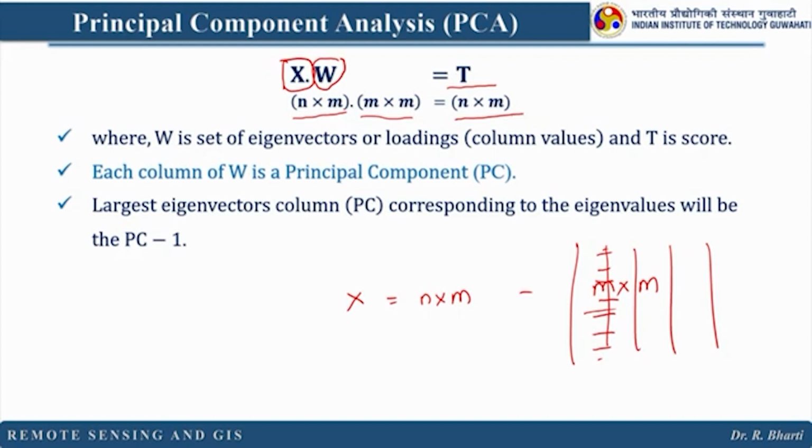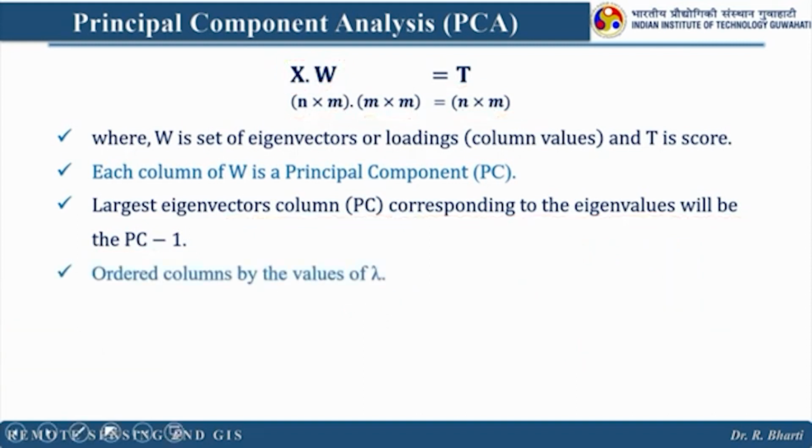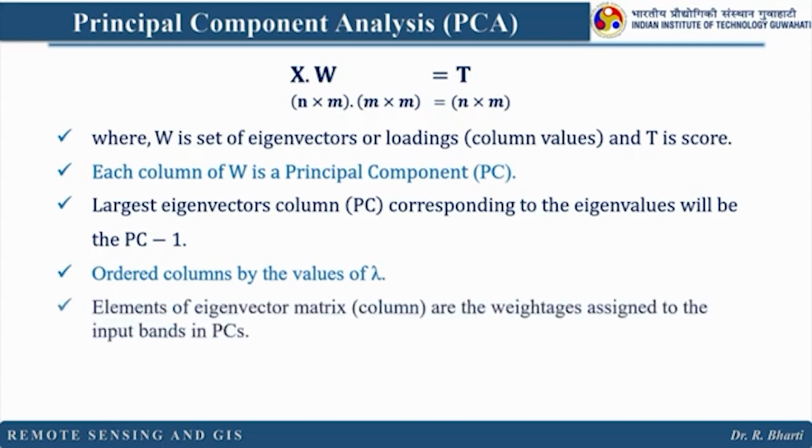The eigenvector column corresponding to the largest eigenvalue will be PC1. So here PC1 will be the first column. Principal component 1 will be the first column of W, and this W will be ordered by this lambda. So the larger lambda value will be in the first column, and that will be called principal component 1.